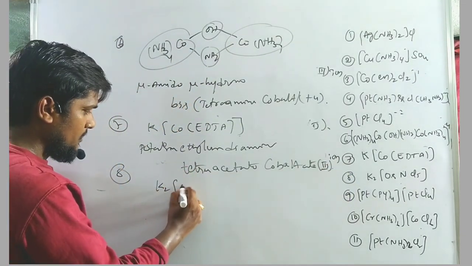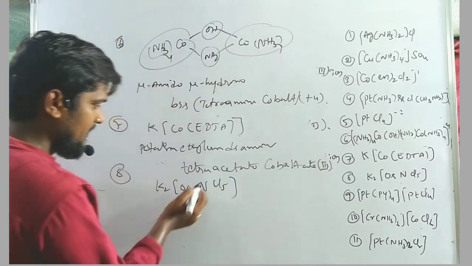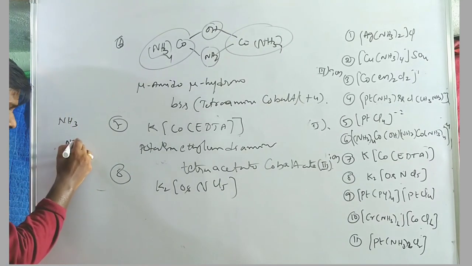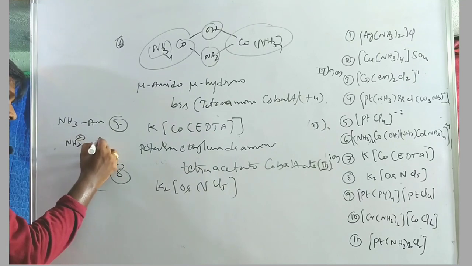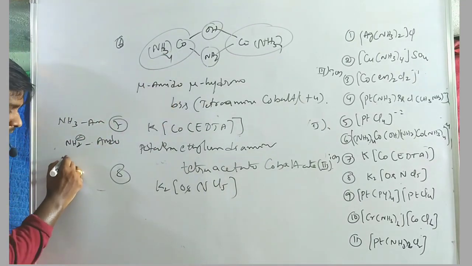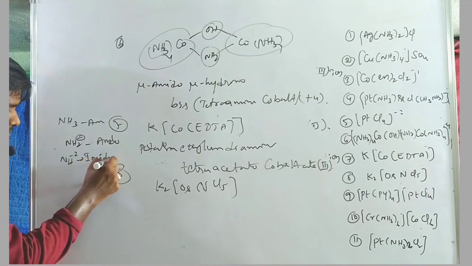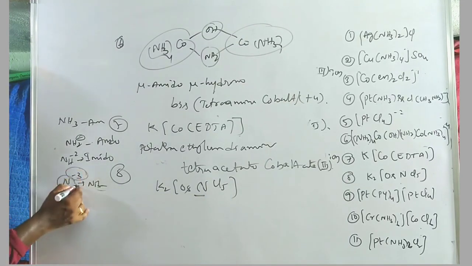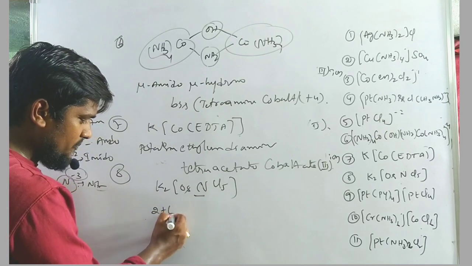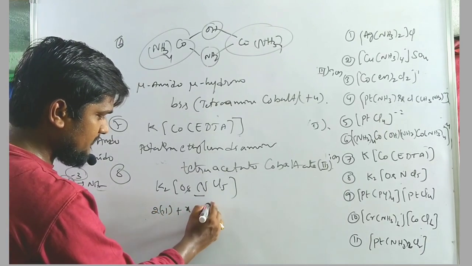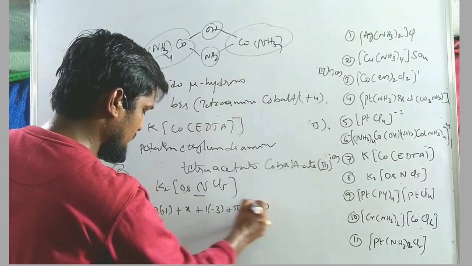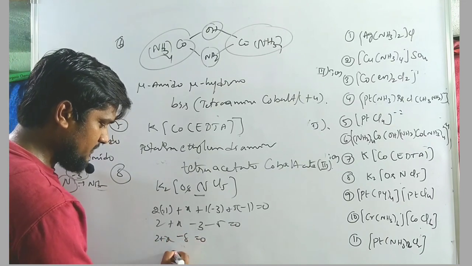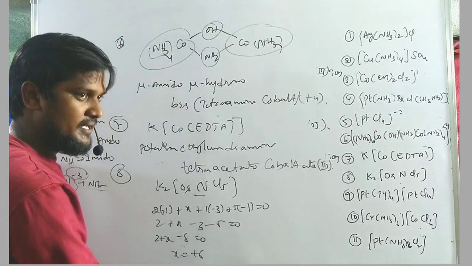The eighth one is K2[OsNCl5]. Here the nitrogen came from ammonia: NH3 is ammine, NH2 minus is amido, as we discussed previously. NH 2 minus means imido. N 3 minus means nitrido. Here N is simply N 3 minus, overall charge is minus 3 on nitrogen. Generally 2 into plus 1 plus x plus 1 into minus 3 plus 5 into minus 1 is equal to 0. 2 plus x minus 3 minus 5 is equal to 0. 2 plus x minus 8 is equal to 0. x minus 6 is equal to 0, which is nothing but x is equal to plus 6.